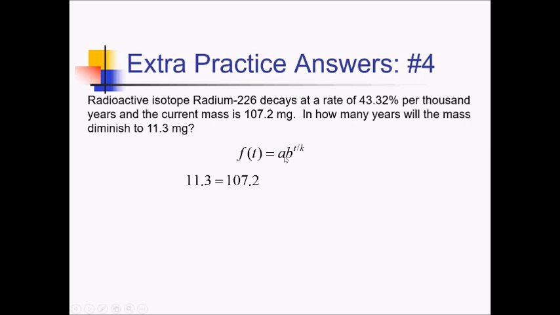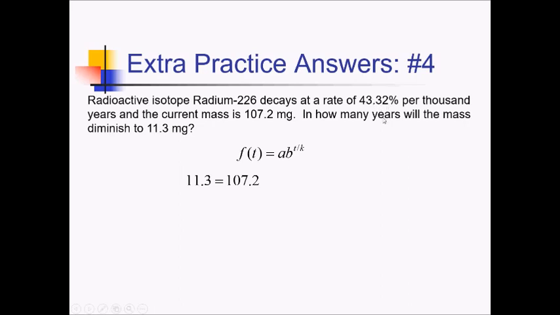And then B is a little bit trickier. They didn't actually say the half-life was 1,000 years. They said it decays 43.32% per 1,000 years. So we're going to have to do a growth factor using 43.32% decrease, and that's going to happen once every 1,000 years. So our B value is going to be 1 minus whatever this is as a decimal.